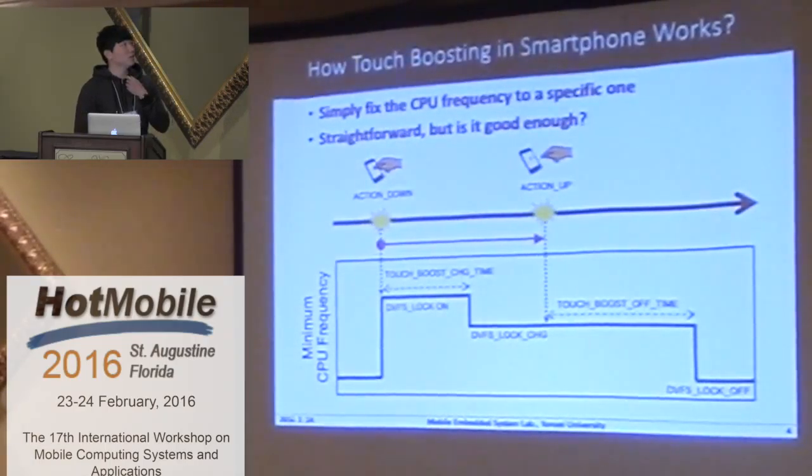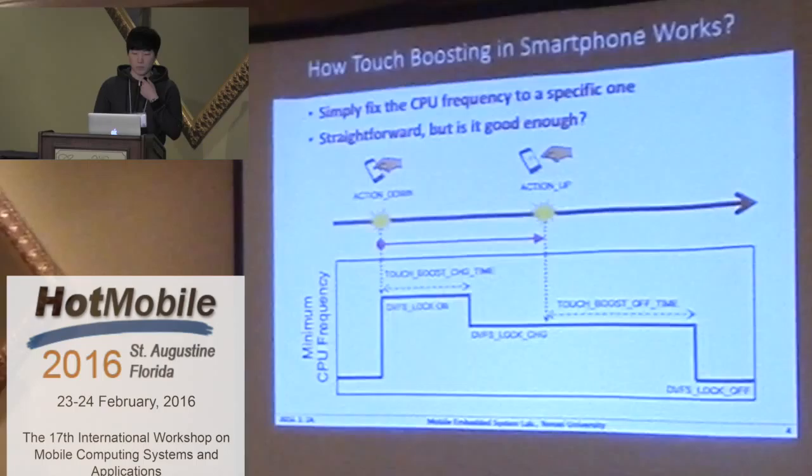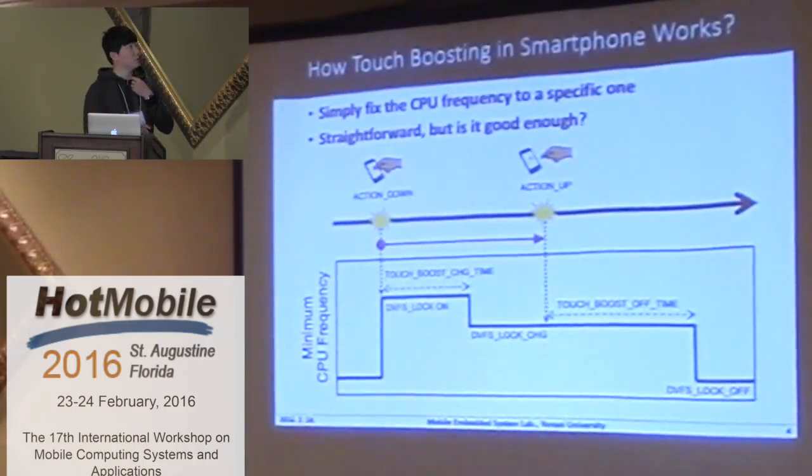Existing touch boosting in smartphones simply fixes the minimum CPU frequency to a specific one. Basically, when users touch the screen, it locks the minimum CPU frequency to a specific one, and when users take the finger off the screen, it unlocks the frequency. Although there are some steps and some tail times, it is all fixed values. So it is straightforward, but is it good enough?